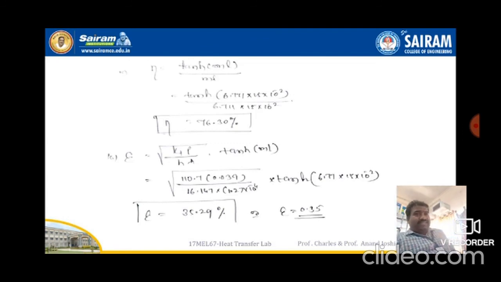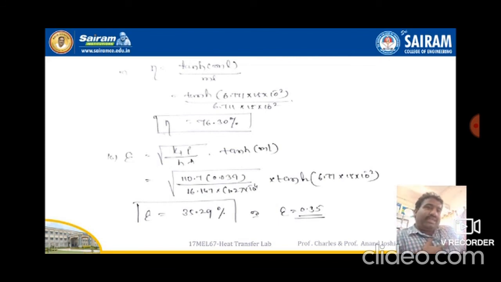So once you get the value of m, you can calculate efficiency. Efficiency of the fin is tan hyperbolic ml divided by ml. Tan hyperbolic of 6.77 into 15 into 10 power of minus 2 divided by 6.77 into 15 into 10 power of minus 2. So we'll get 76.30 is the efficiency of the fin.